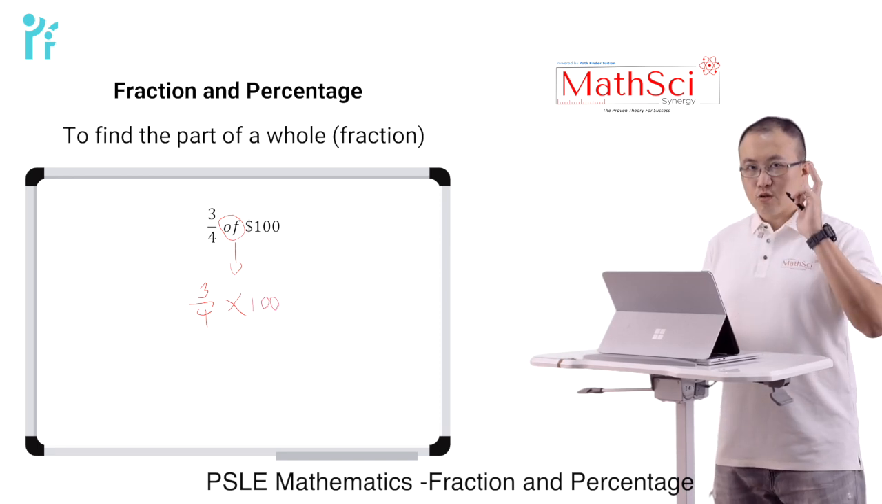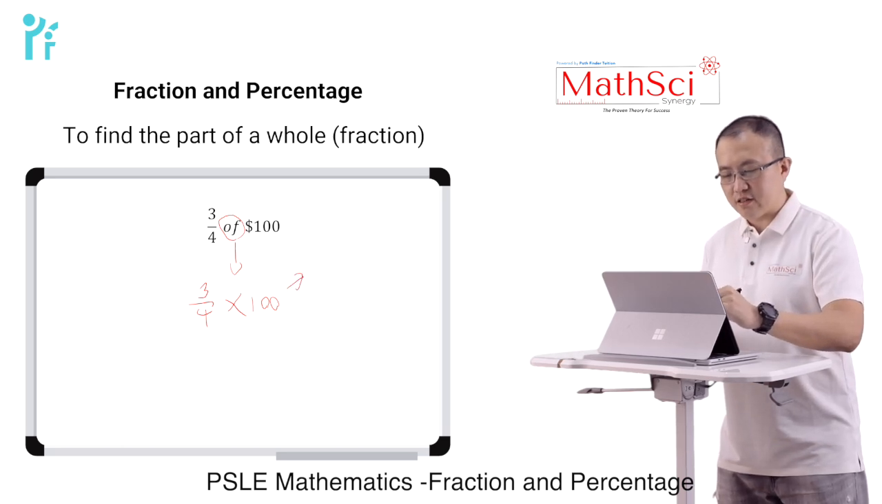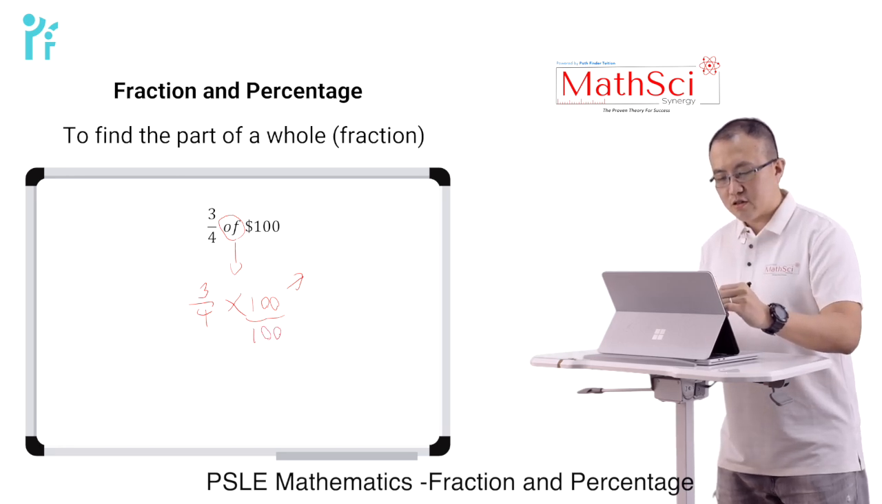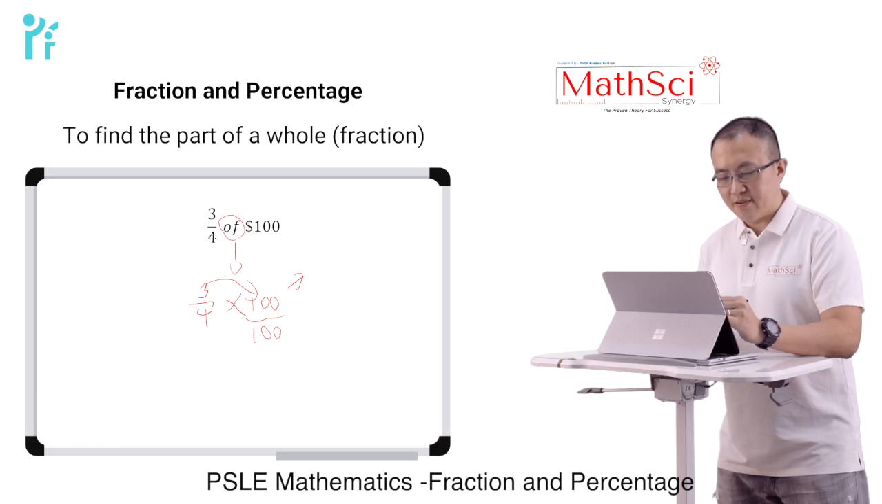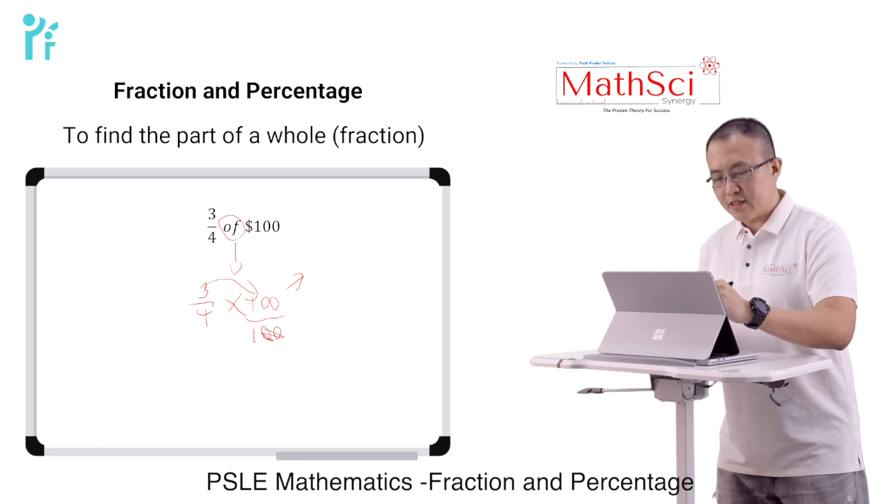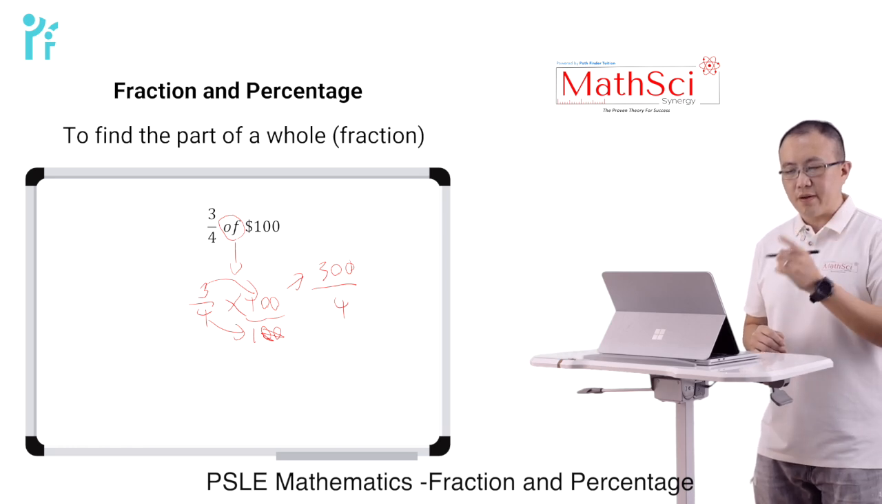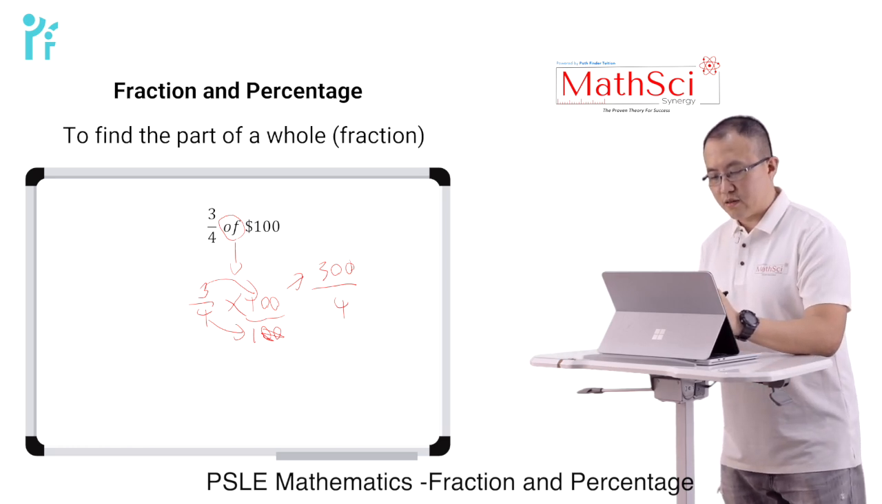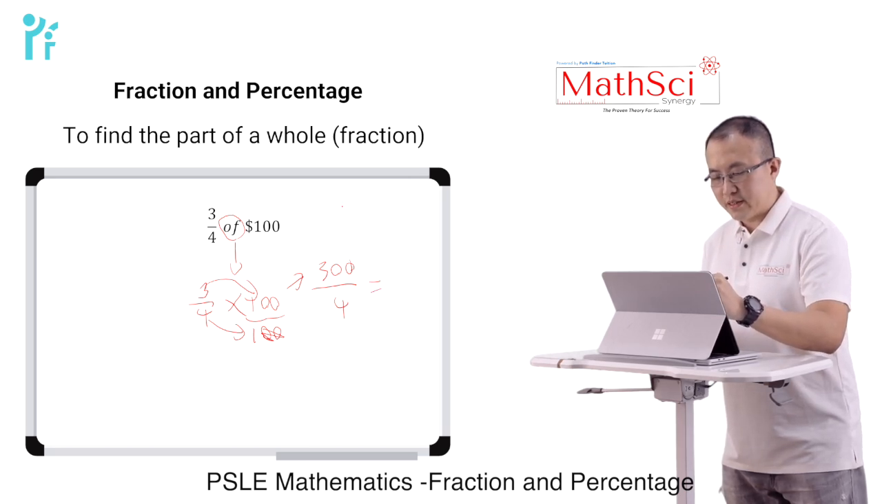Then from here, there are two ways to do it. Either you multiply the top with the top first. So 100 is actually 100 over 1 if you want to do it this way. So 3 times 100 is 300. Then 4 times 1, you will get over 4. From here onwards, you can then continue to simplify this fraction to get the quantity that you want. This probably will require a long division, and then we will be able to get the answer. So 300 divided by 4, let's try to do this.